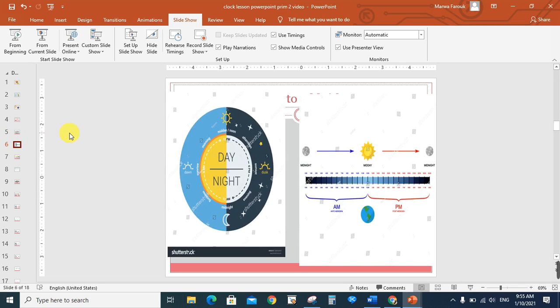And here we have two parts in the day. The day is 24 hours. The first part is AM, at morning. So it's morning. We have 12 hours from 12 midnight to 12 noon. And the second part here is PM, from 12 noon to 12 midnight.